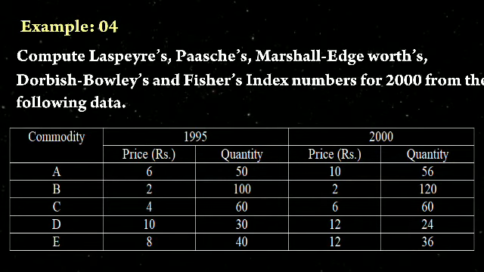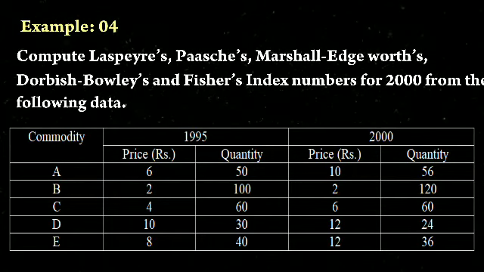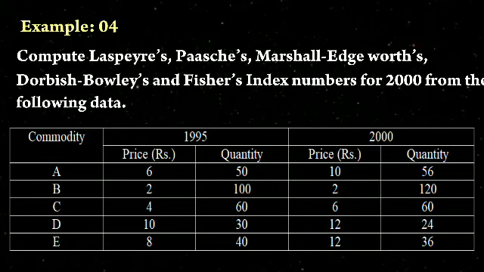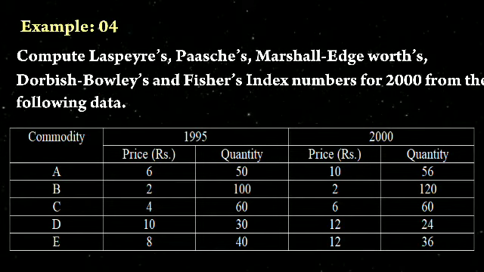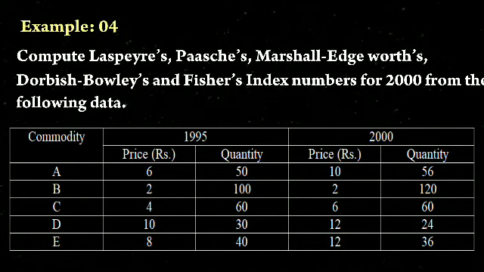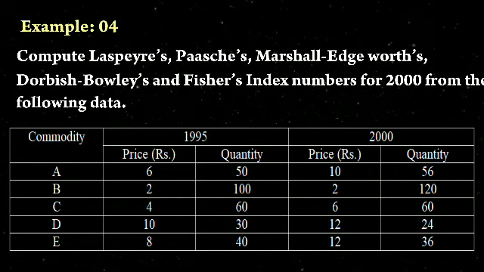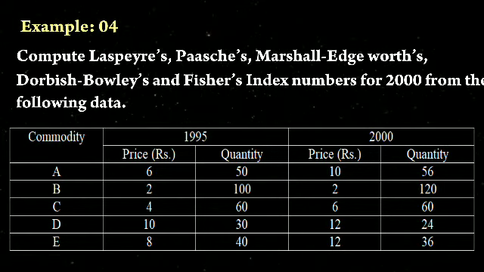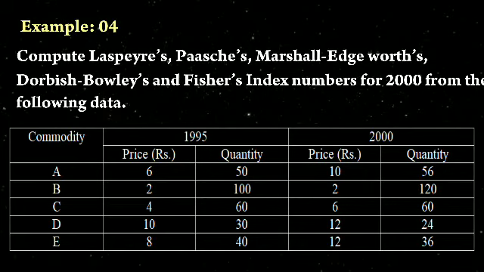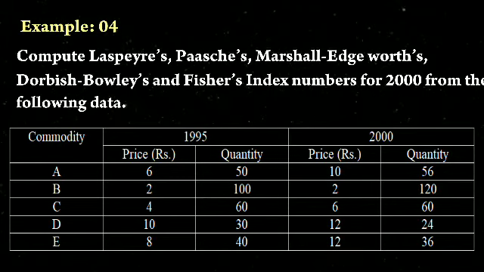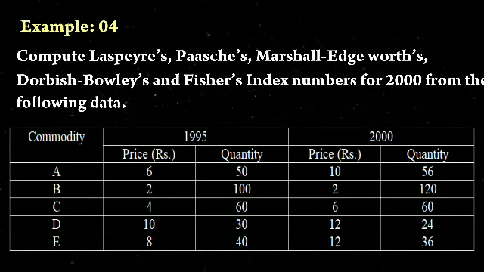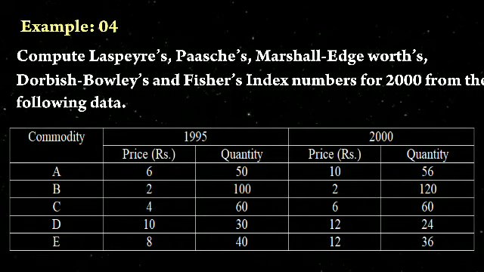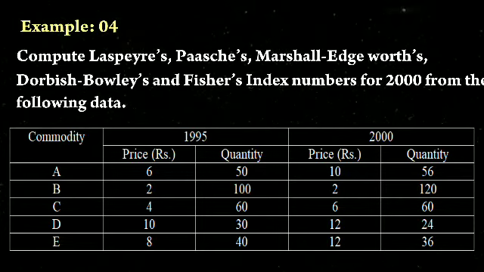In the table, 5 different commodities are considered and they are named A, B, C, D, E. Instead of giving the name of the commodities, the alphabets are given. These are the 5 different commodities or items taken into consideration. And 2 different years are considered, 1995 and 2000, which are your base and the current year. 2000 is the current year and 1995 will be your base year.